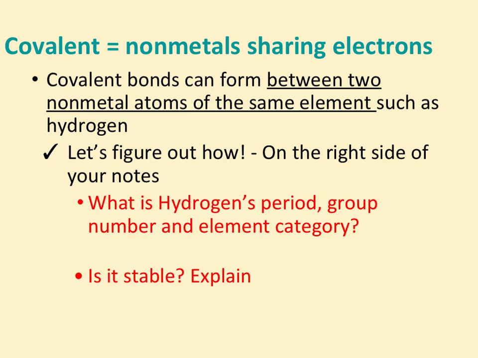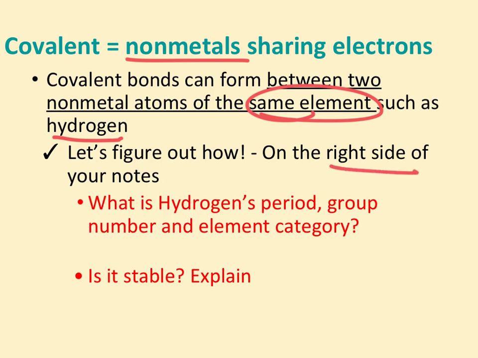Because in a covalent bond, the atoms like to share electrons, we see something different happening here. We notice that a covalent bond is not only forming between two nonmetals, but also between two nonmetals of the same element. So I could have hydrogen bond together with itself. We're going to do a little practice with that.